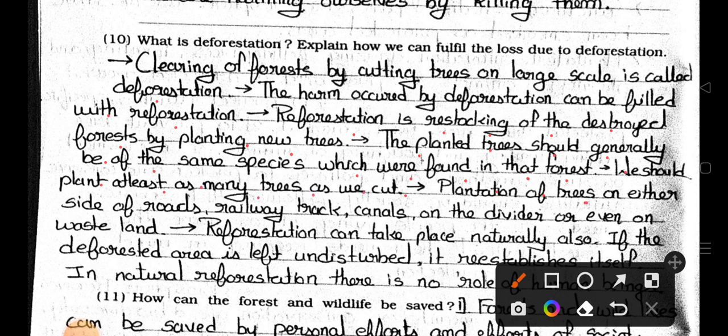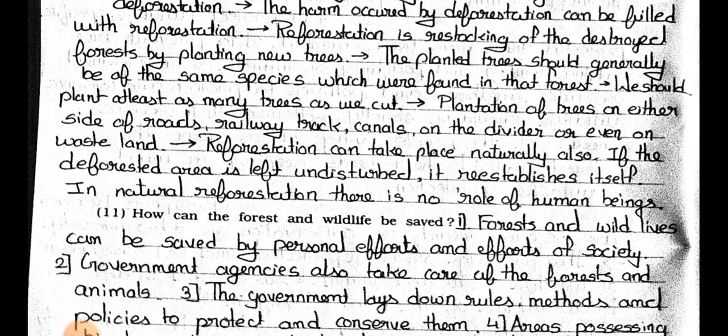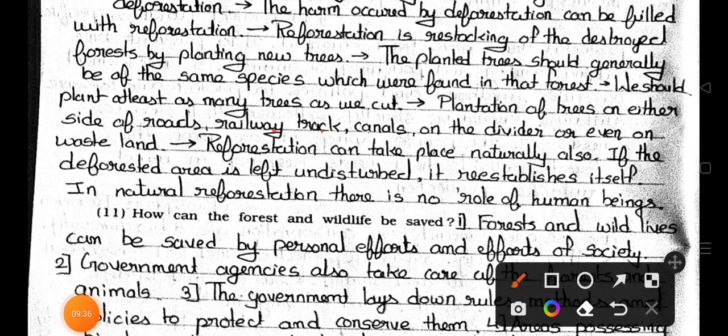Plantation of trees can be done on either side of roads, railway tracks, canals, on the divider or even on wasteland. Reforestation can take place naturally also. If the deforested area is left undisturbed, it re-establishes itself. In natural reforestation, there is no role of human beings.